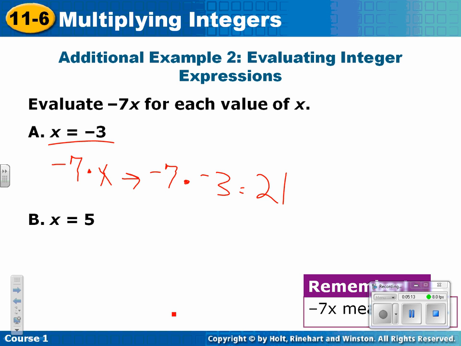Okay. Next problem. All we do is plug in x. So we got negative 7 times 5, which is negative 35. Okay. That's it for multiplication.